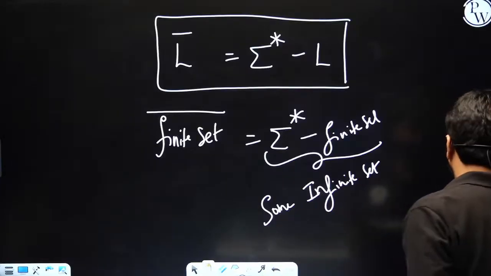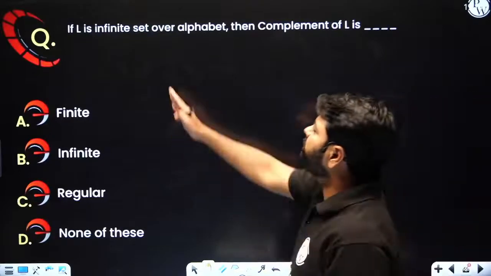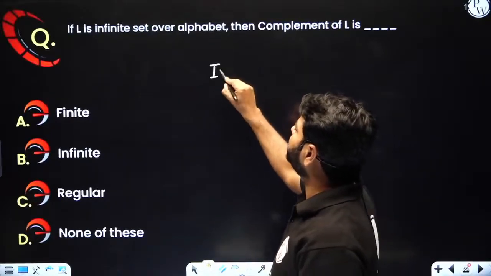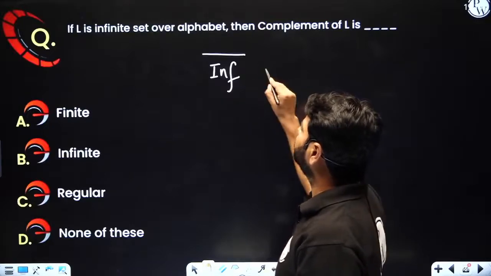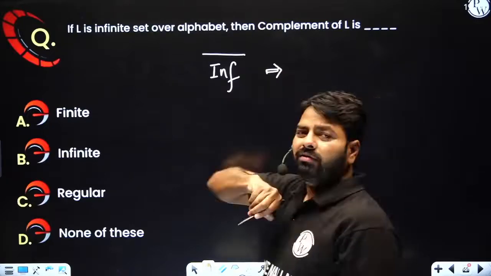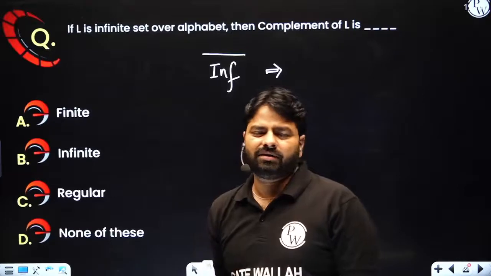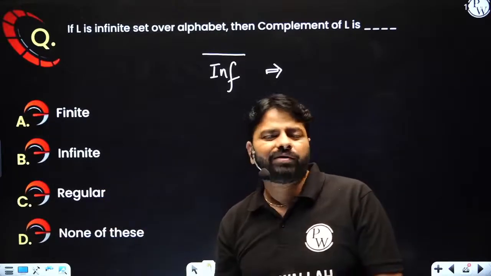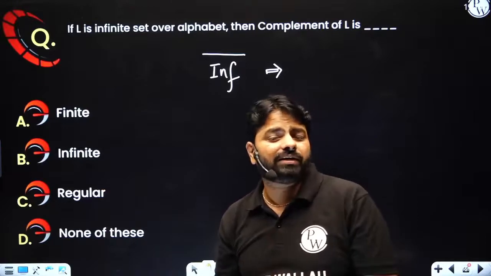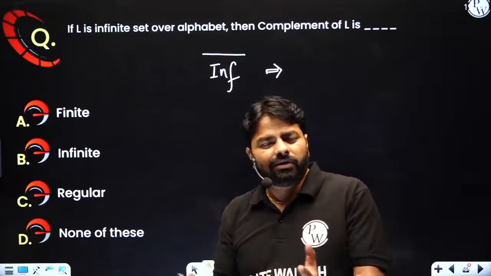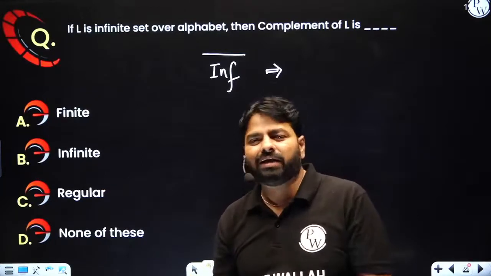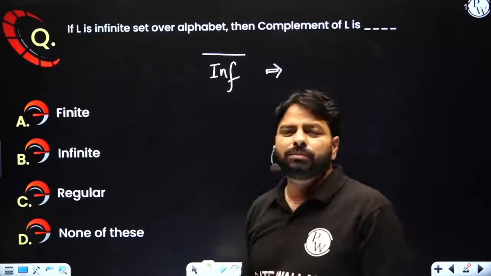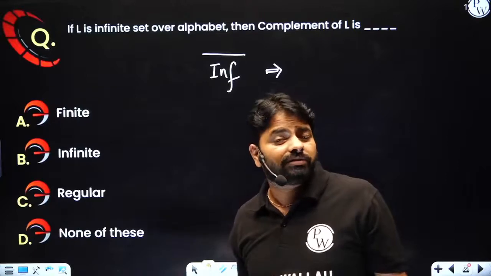Next, L is an infinite set over the alphabet. Then what is the complement of this infinite set? The complement of an infinite set: I want sigma star minus infinite, but what kind of infinite is it? Do you know that? Is it regular or non-regular? We don't have any awareness because it is an arbitrary infinite language. Is there any possibility of infinite? Yes, but is it always infinite?